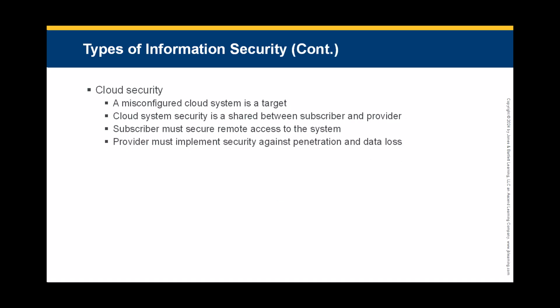We're focusing specifically on cloud security, which has become one of the most important and most misunderstood areas of information security. The first point is that a misconfigured cloud system is a target. This is critical. Many major cloud breaches do not happen because the cloud provider was hacked, but because customers misconfigured their cloud resources. Examples include publicly exposed storage buckets, overly permissive access controls, or unsecured APIs. Attackers actively scan the internet looking for these mistakes because they are often easy to exploit.